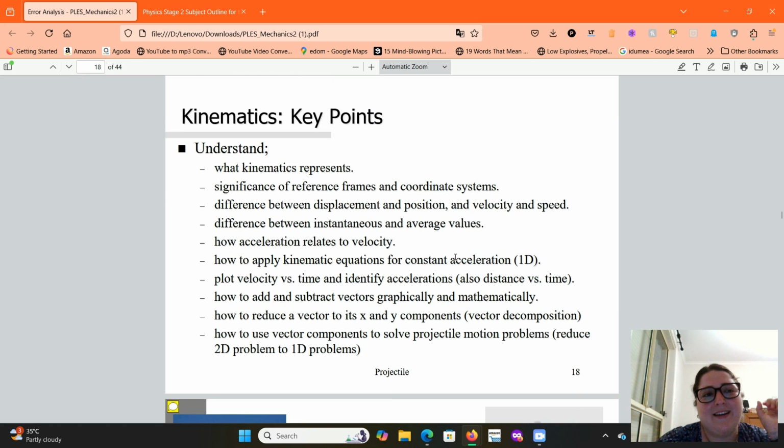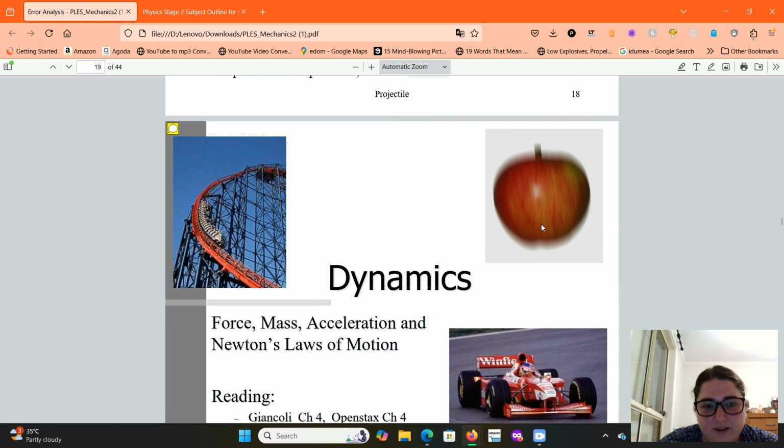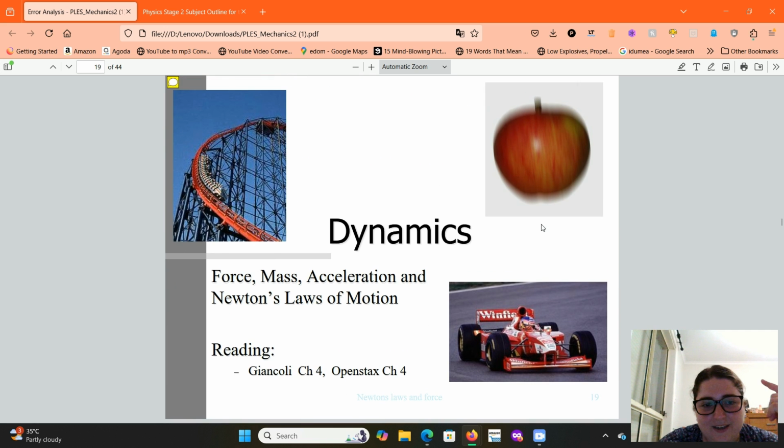Right, so key points. What kinematics are, we covered this last time. The significance of reference frame and coordinate systems. The difference between displacement and position. I don't need to read this; you have eyes, and you also have this PowerPoint. So we will leave this here. We will start dynamics next time.